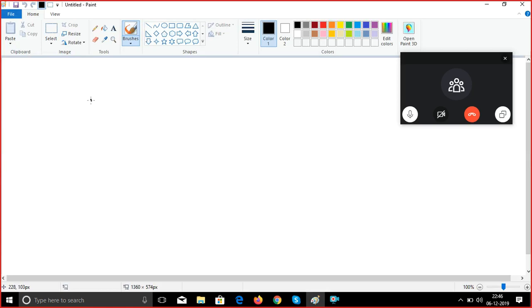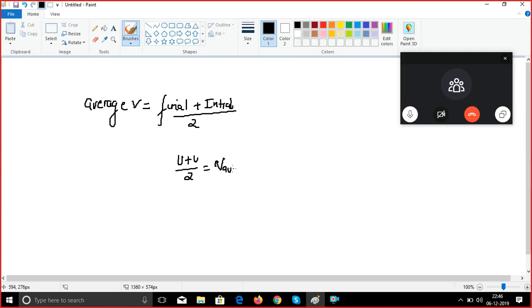Its average velocity is final velocity plus initial velocity divided by 2. Or I can write (u + v) over 2 is equal to v average.